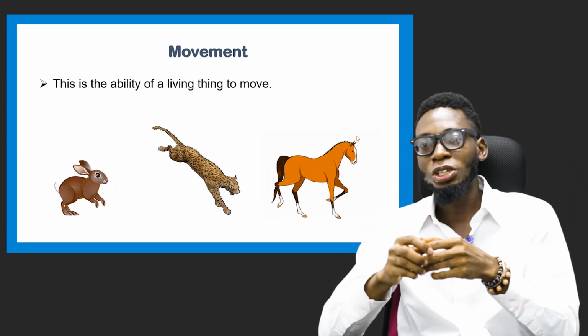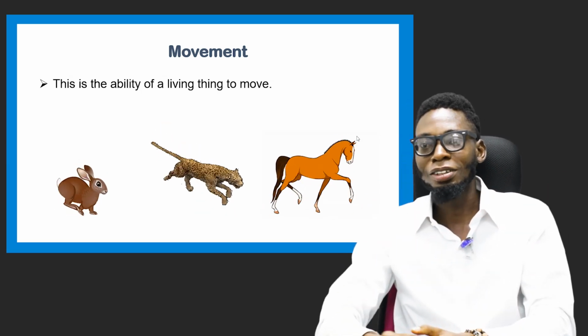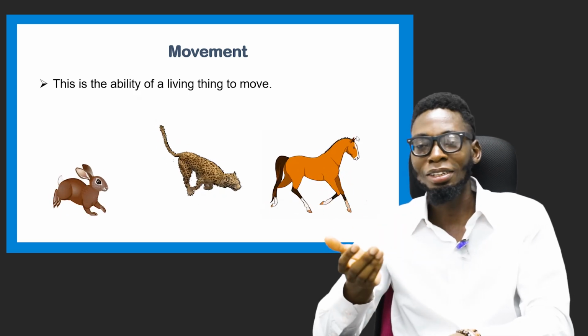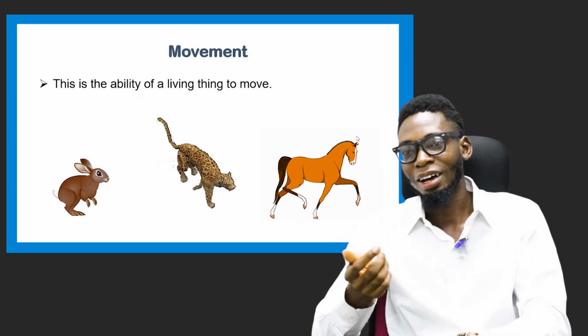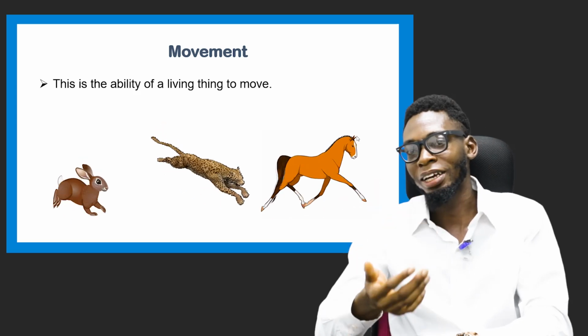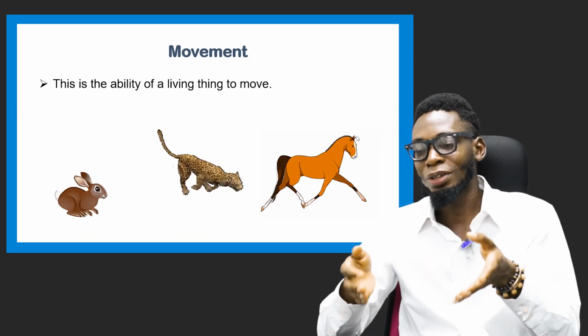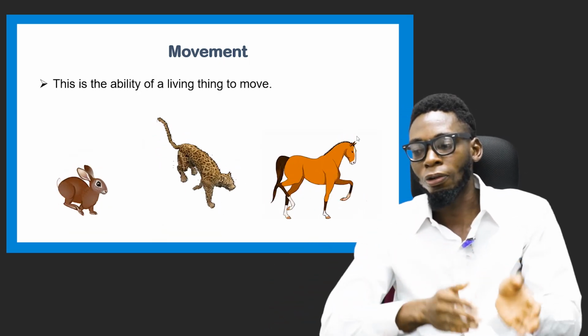A change in position simply means I'm like this right now, and then I raise up my hand a little. I'm changing the position of my hands. I tilt my head to one side. I'm changing the position of my head. What of changing my location? That means I'm moving from point A to point B.